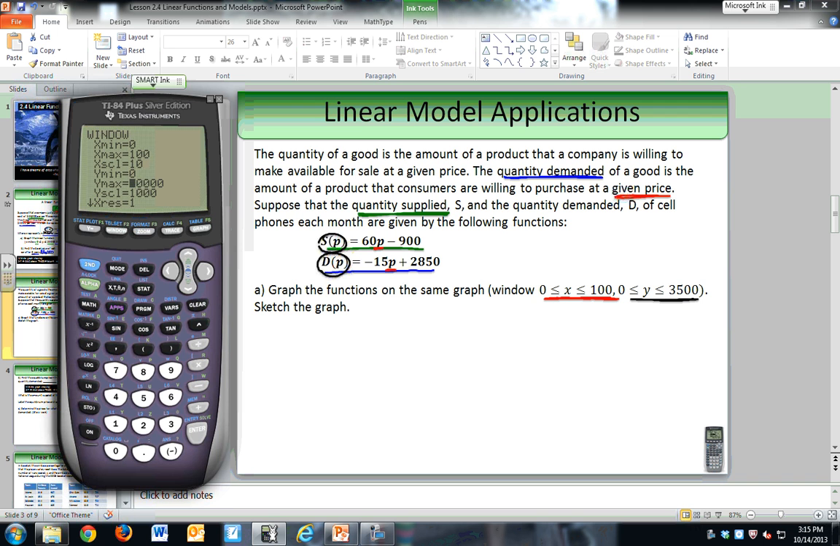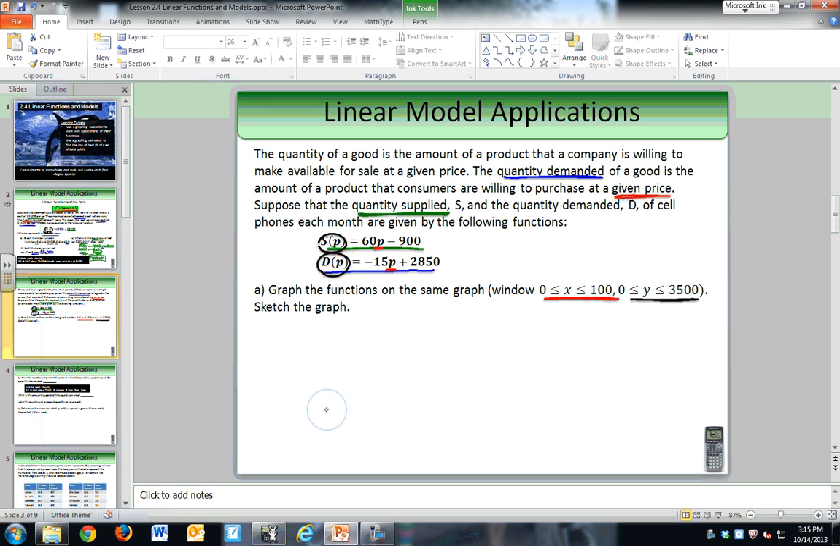And from 0 to 3,500. So we could probably count by hundreds for that one. So graph that. Remember, we're working with linear models, so both of these are going to be linear graphs. So I have my supply and my demand. Supply is going up, you make more and more and more. Your demand is going down, and your supply is going up. So you keep increasing your supply, it looks like demand is going down.